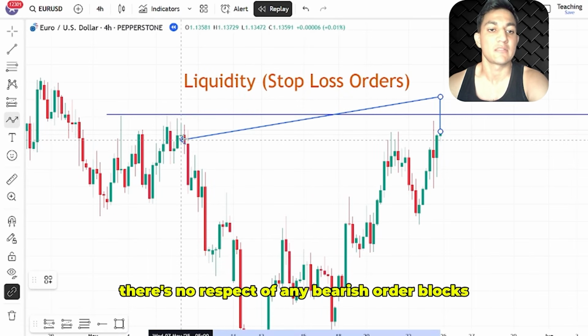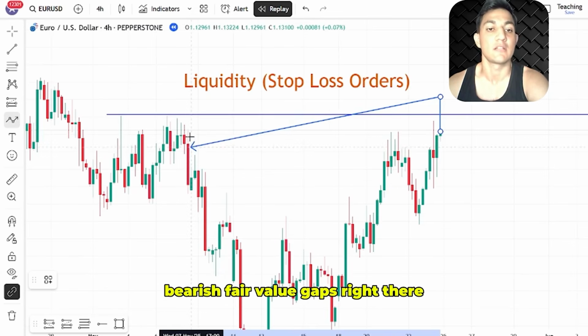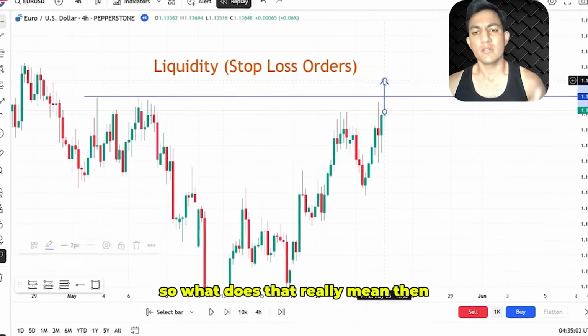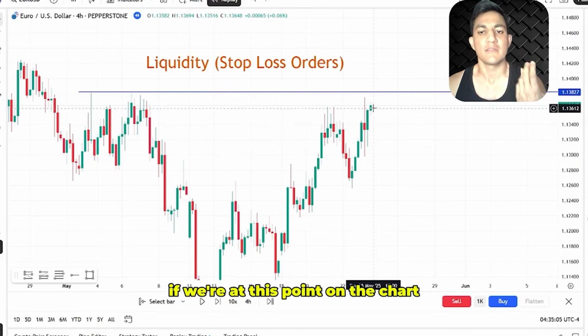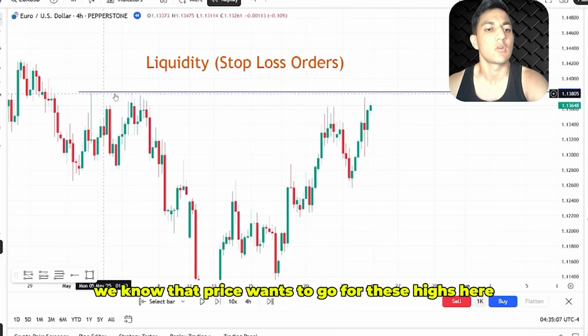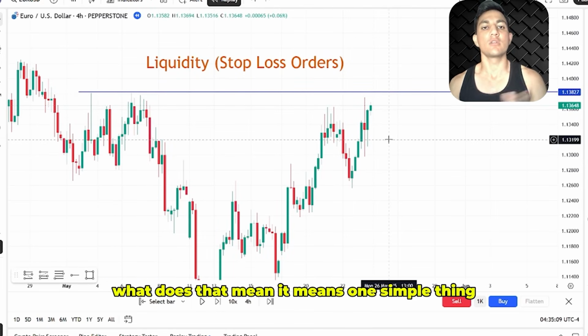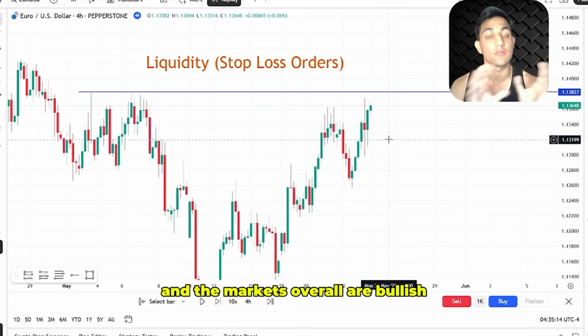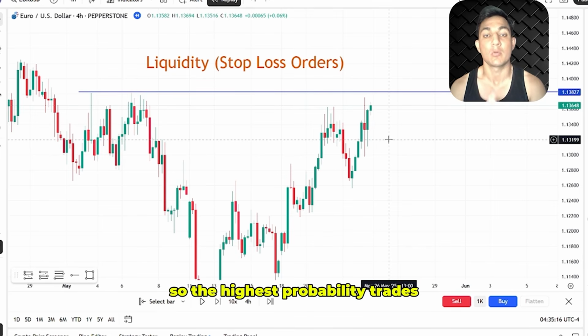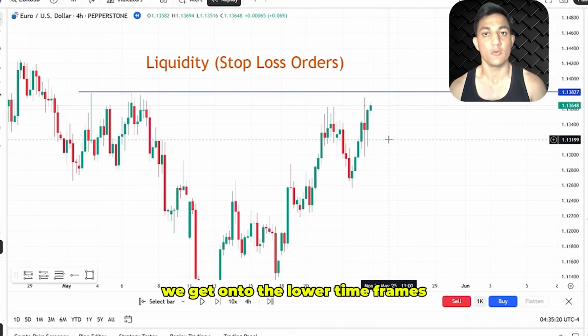There's no respect of any bearish order blocks, bearish fair value gaps, right there. So what does that really mean then? What does that really mean? If we're at this point on the charts, we know that price wants to go for these highs here. What does that mean? It means one simple thing. It means we are bullish and the markets overall are bullish. So the highest probability trades are going to be looking for longs. Now at this point here, we get onto the lower time frames, or our entry time frames.